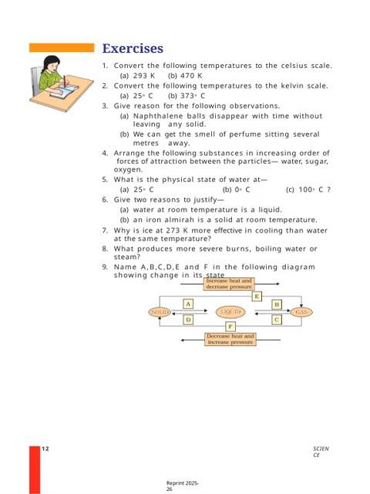When arranging substances like water, sugar, and oxygen based on the forces of attraction between particles, oxygen has the weakest forces, followed by water, which has moderate forces, and sugar has the strongest because it's a large molecule with many attractive forces within.